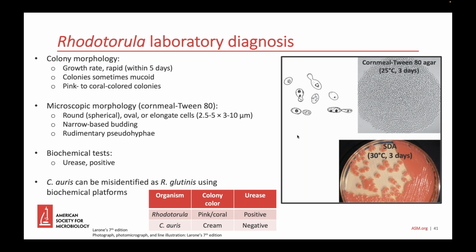And I hope you recall that I told you that Candida auris can be misidentified as Rhodotorula glutinis using biochemical platforms, but we can very easily exclude it because Candida auris is a cream-colored colony, Rhodotorula is pink or coral, Candida auris is a negative urease reaction, Rhodotorula is a positive urease reaction.